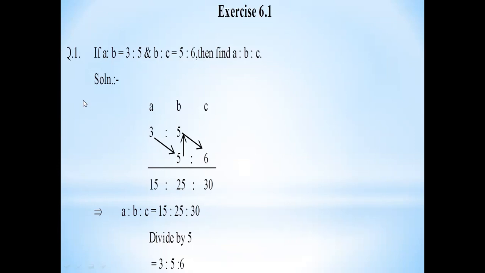So you have to find the continued ratio A ratio B ratio C. So what will you do? You write it A ratio B ratio C like this. You have to write.